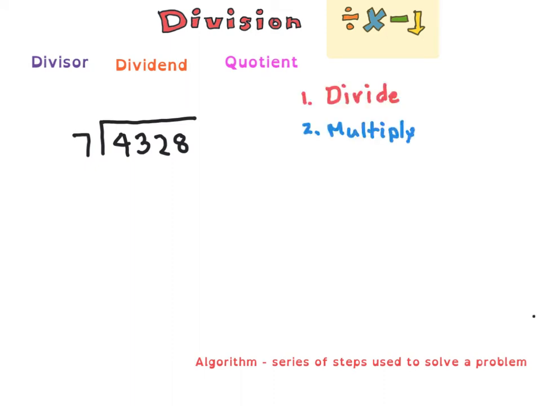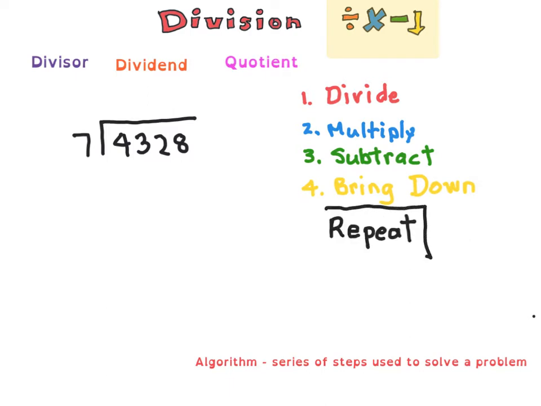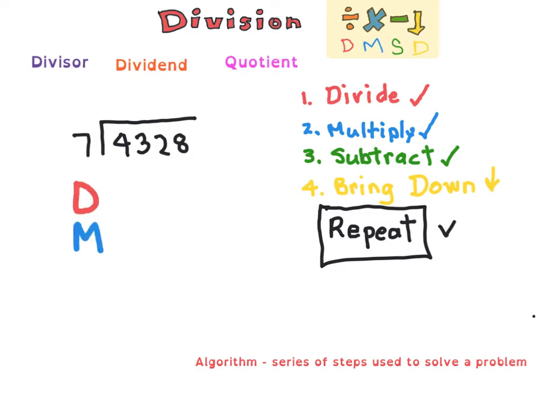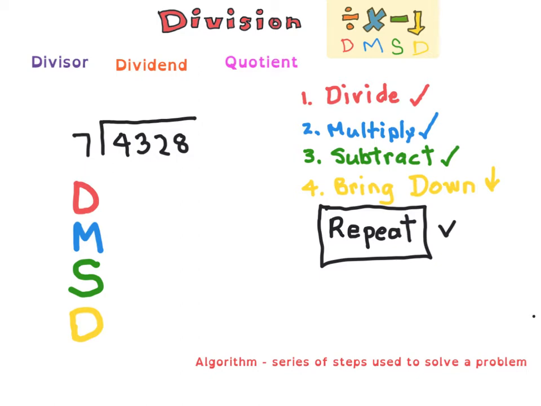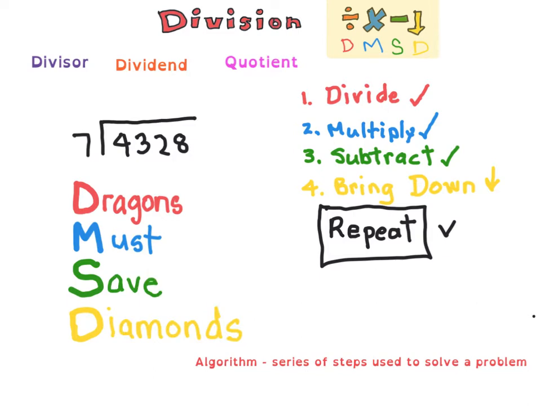An algorithm is a series of steps used to solve a problem. In division, the standard algorithm uses the same 4 steps over and over: divide, multiply, subtract, bring down. It's called the DMSD loop. If you have trouble remembering the steps, you can use this saying: dragons must save diamonds. Divide, multiply, subtract, bring down, repeat.